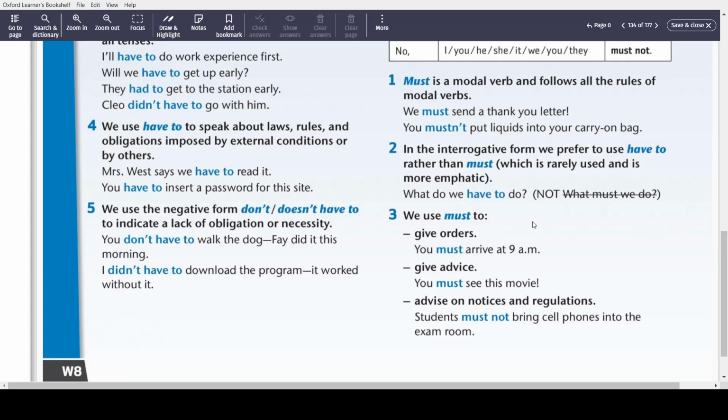Now, when do I use the verb must? You use it to give orders. You must arrive at 9 p.m. To give advice. You must see this movie. To give advice on notices and regulations, students must not bring cell phones into the exam room.